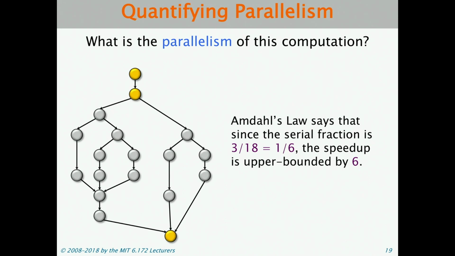So according to Amdahl's law, the serial fraction of the program is 3 over 18. There are 18 nodes in this graph here. Therefore, the serial fraction is 1 over 6, and the speedup is upper bounded by 1 over that, which is 6. So Amdahl's law tells us that the maximum speedup we can get is 6. Any questions on how I got this number here?